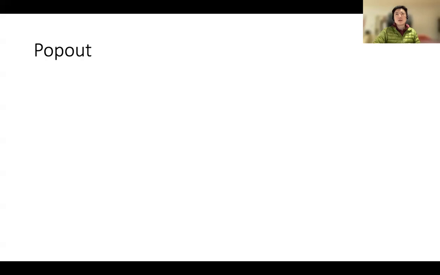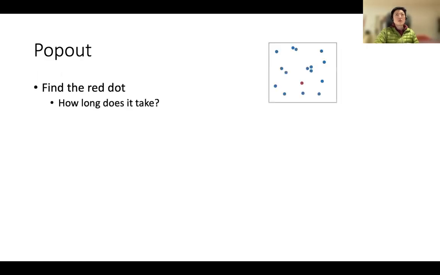Okay, and the next one would be the pop-out effect. That's the last one to decide whether a channel is effective or not. And this is just something we naturally do as humans. For example, if you need to find the red dot among the blue ones, it takes almost no time, right? It's very quick. This is just how our visual system works. We can pick out the red one very quickly.